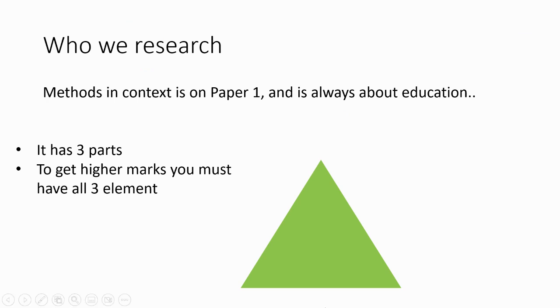The first thing that I would say is methods and context and research methods are slightly different in that you do have to put it into context, and there's generally three elements to methods and context, which appears on paper one, the education paper. The first thing is that you need to talk about the specific research method that is being asked about. You then need to link it to the research topic that they are talking about, such as educational achievement, or it could be labeling or something like that.